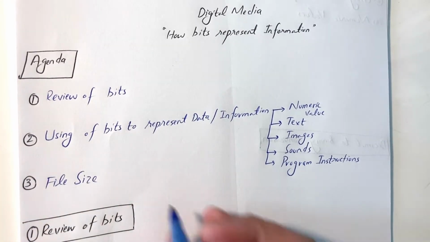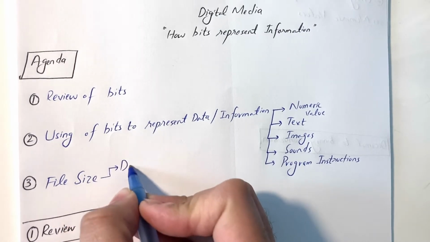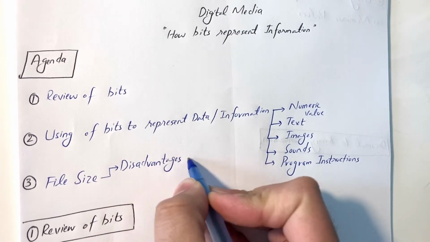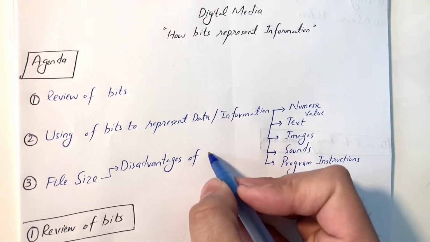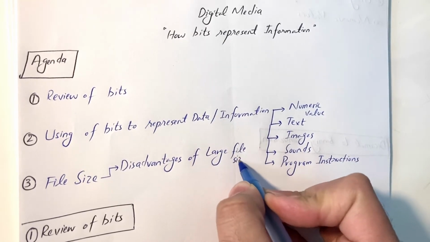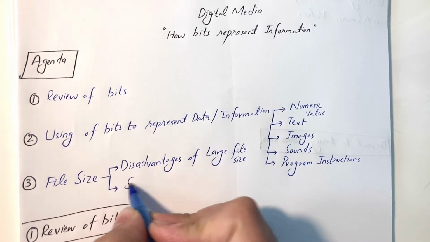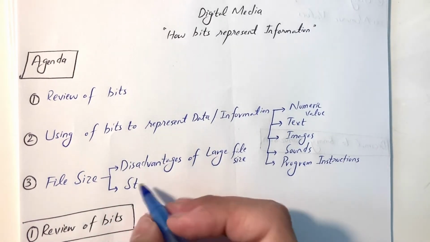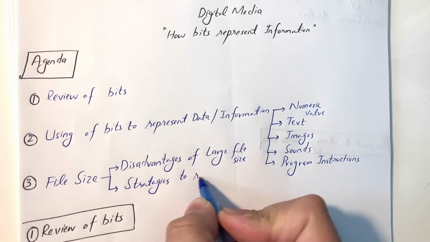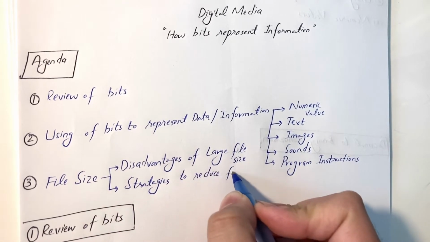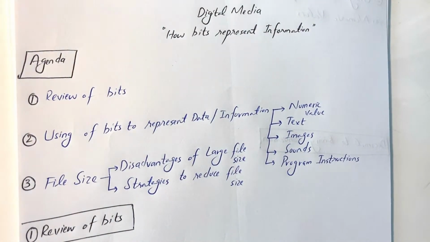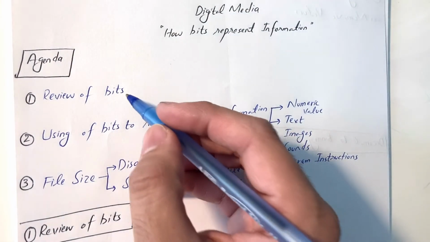We'll discuss the file size, the disadvantages of large file size, and lastly, we'll discuss how we can reduce the file size. We'll discuss different strategies to reduce file size. So these are the three main agenda items that we're going to talk about. So let's start with the first agenda item, review of the bits.